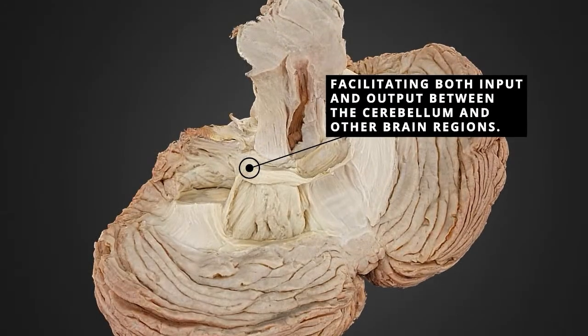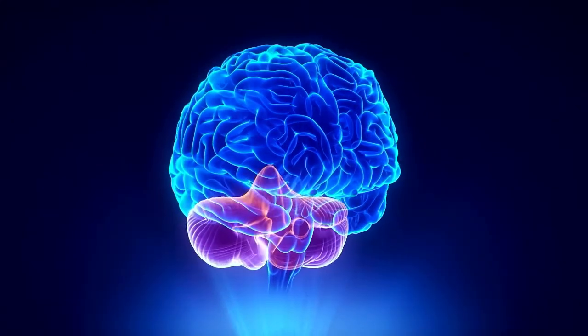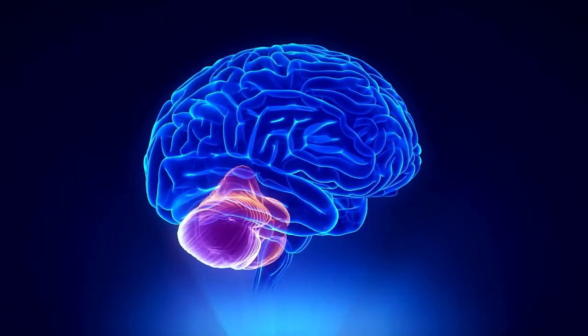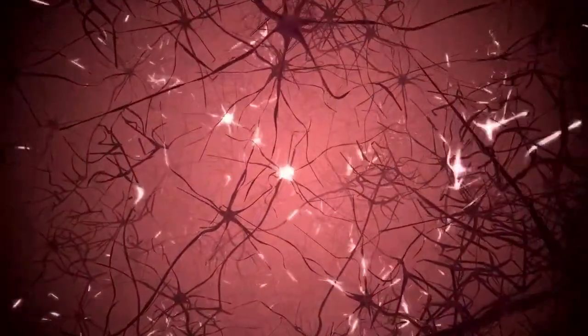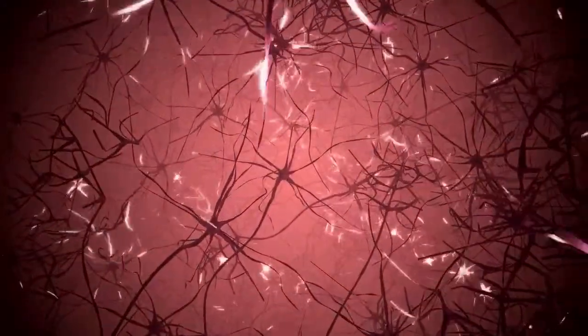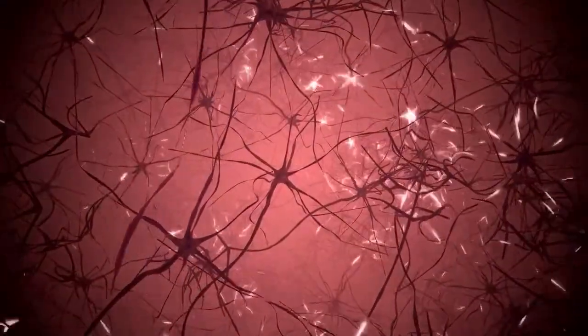Despite the cerebellum's smaller size compared to the cerebrum, the cerebellum contains more neurons and plays a crucial role in a variety of tasks, ensuring they are executed with precision and grace.